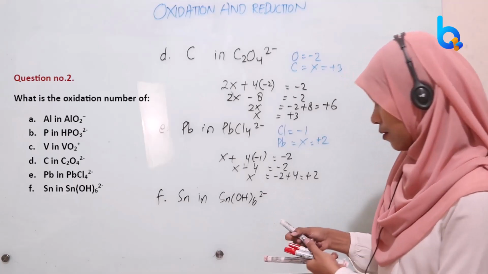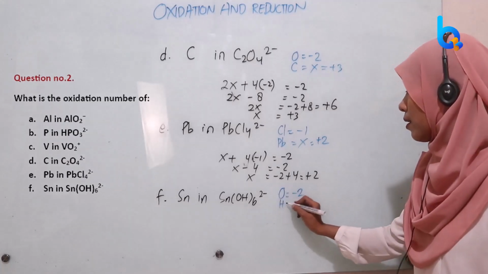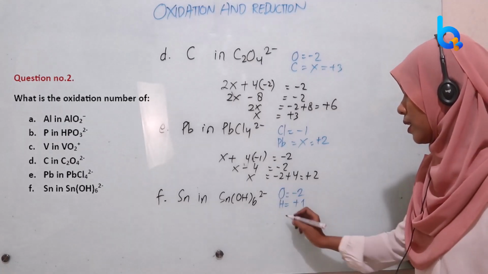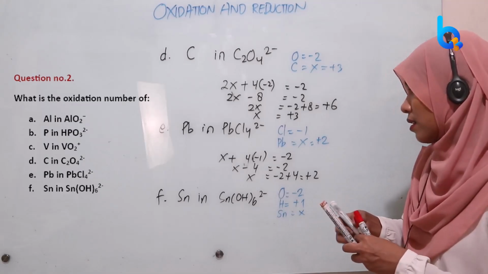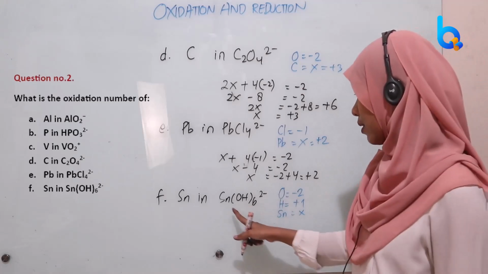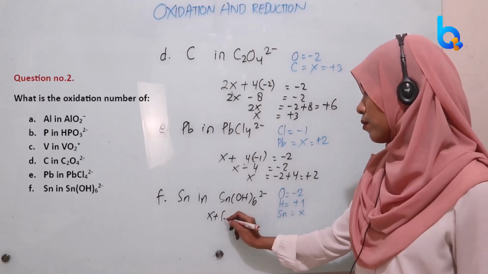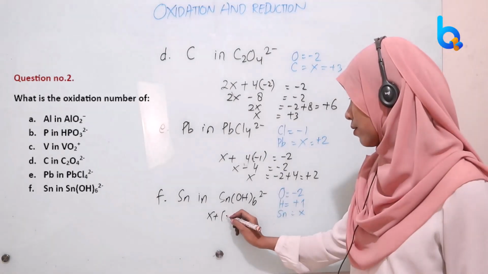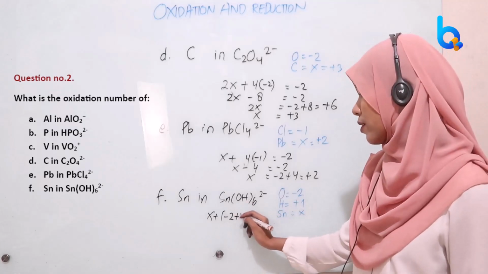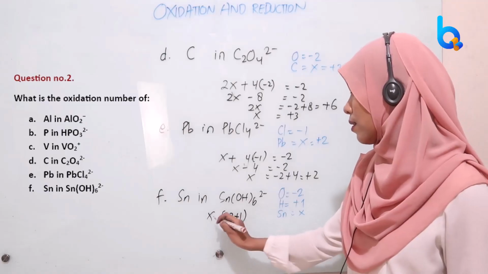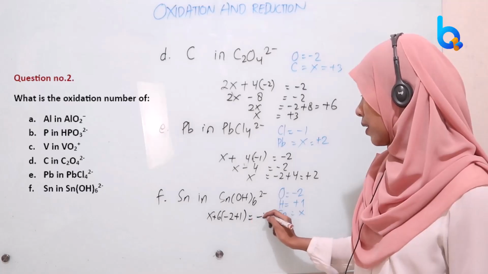Okay, so we know that oxygen has oxidation number -2, hydrogen has oxidation number +1, and we don't know for Sn, so just put it as an X. So let's calculate here. Sn is X, so X plus O here -2, if it is in brackets just follow, also write the bracket. H here is +1, +1 times 6, and then overall charge will be -2.